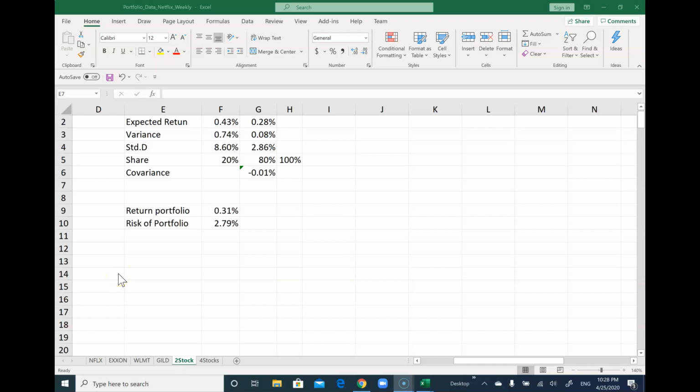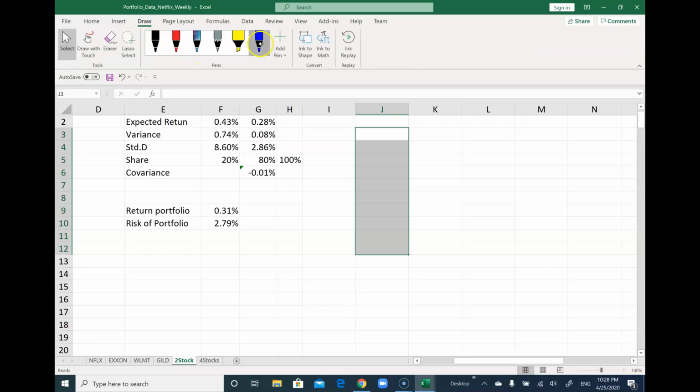Okay, in this video, I will create a chart that can show the relationship between risk and return of a portfolio. So what we want in a chart is to show the relationship between risk and return. So I will create a chart here. In a capital asset pricing model, we usually put the risk on the x-axis and return on the y-axis. And we want to show the relationship between risk and return of a portfolio given the base asset.